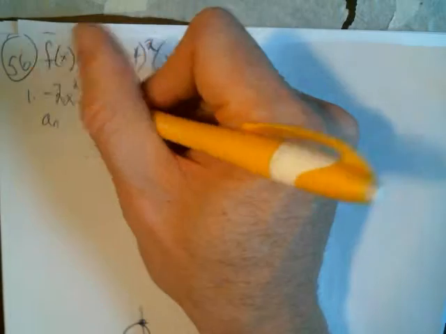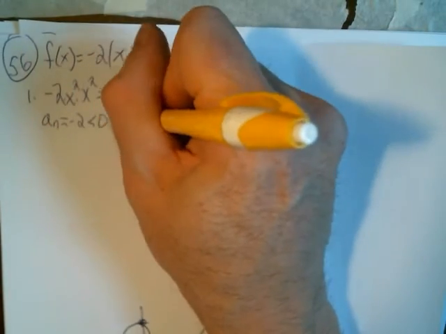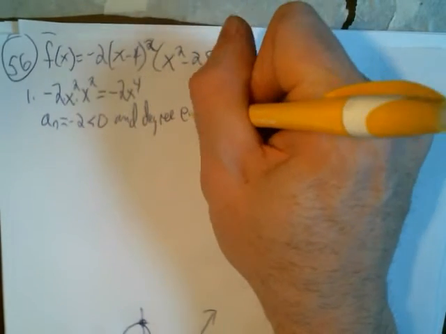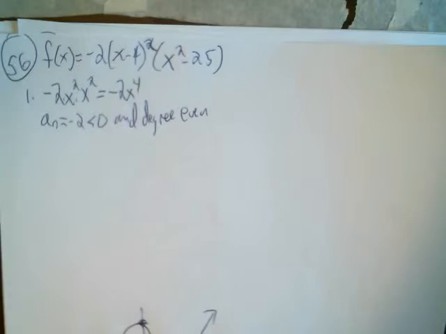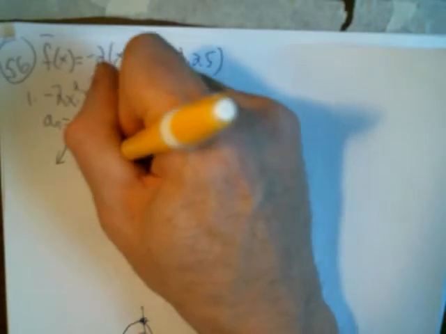So a sub n, the leading coefficient, is -2, which is less than 0. And the degree of the polynomial is even. So that's a sad face overall. Should be looking something like this.